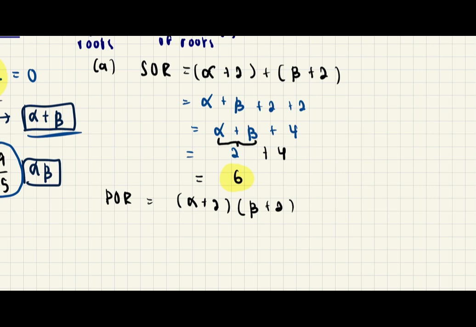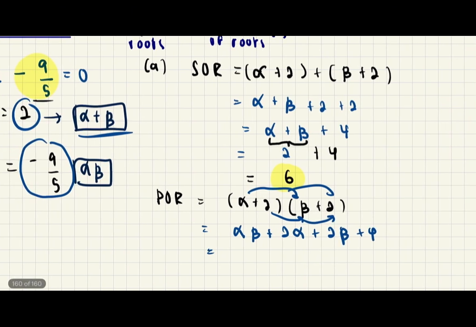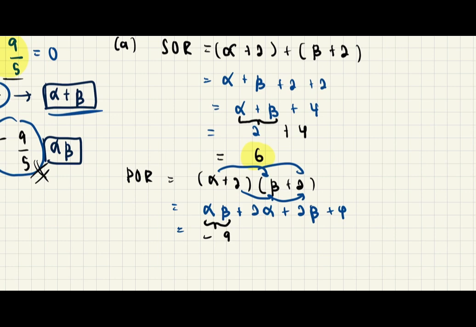So you basically expand. So alpha times beta is alpha beta. Alpha times 2 is 2 alpha. And then 2 times beta is 2 beta. And then 2 times 2 is 4. Okay, we know our value of alpha beta, alpha multiply beta here: negative 9 over 5.